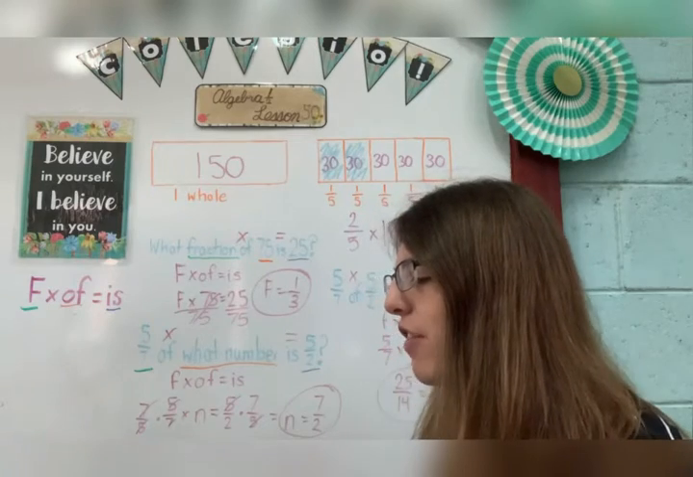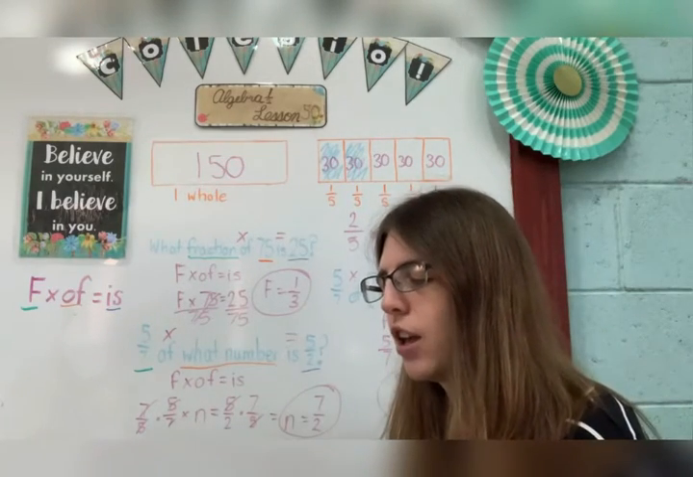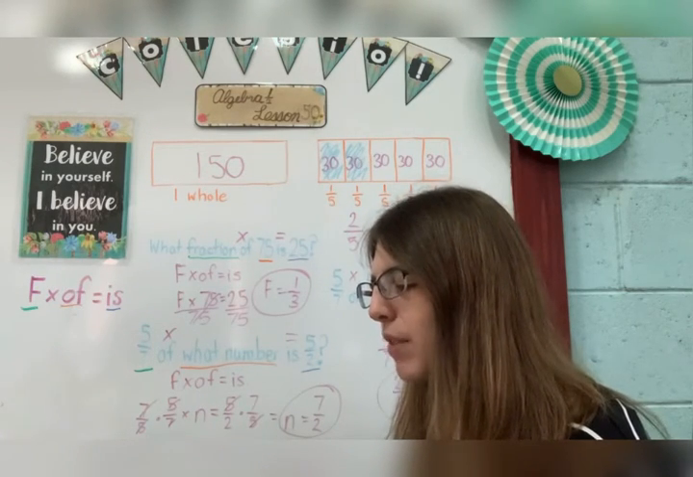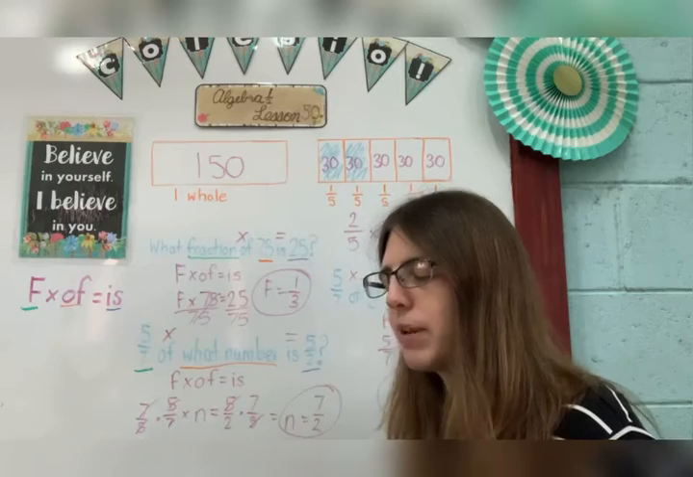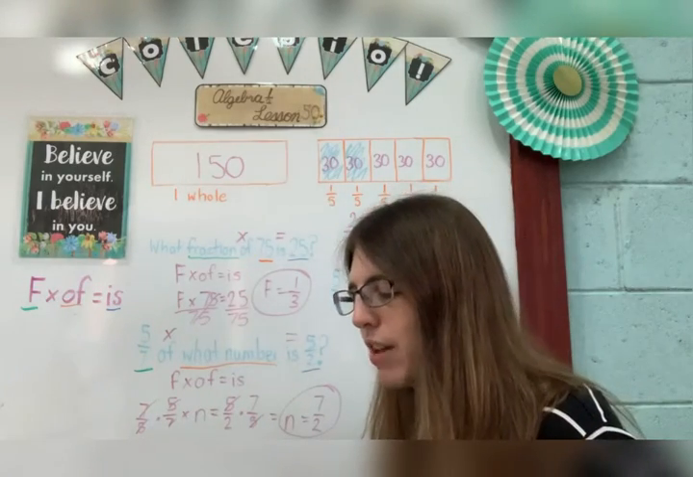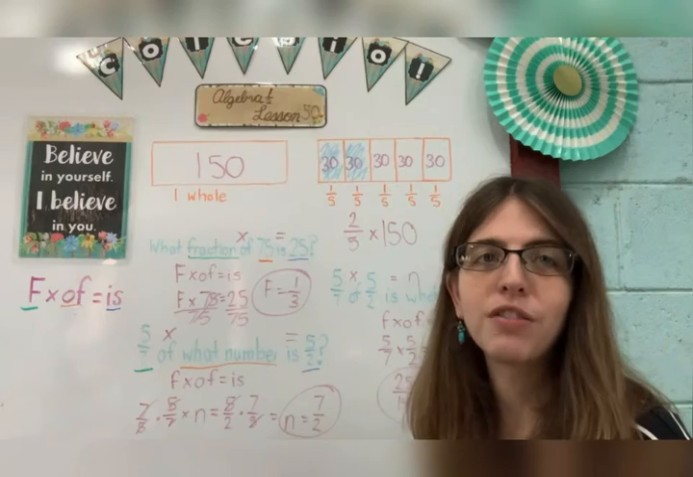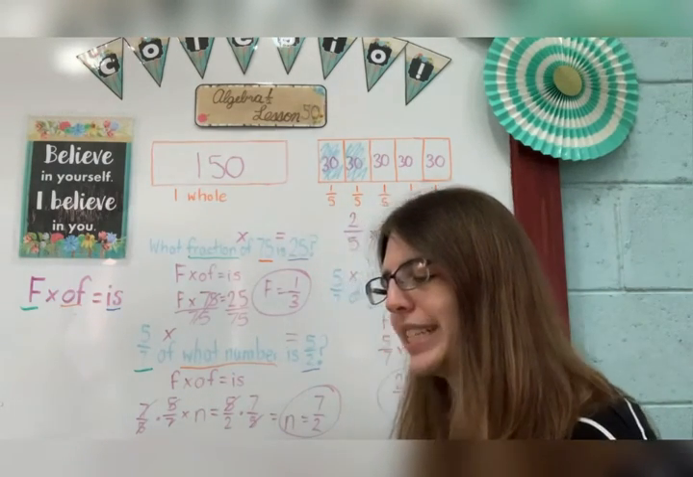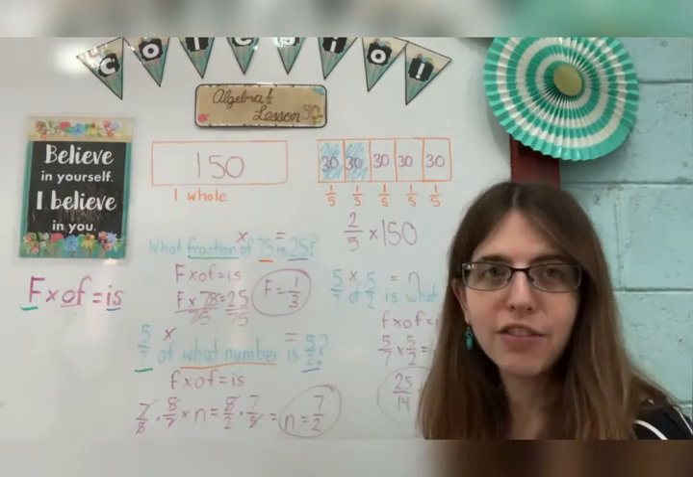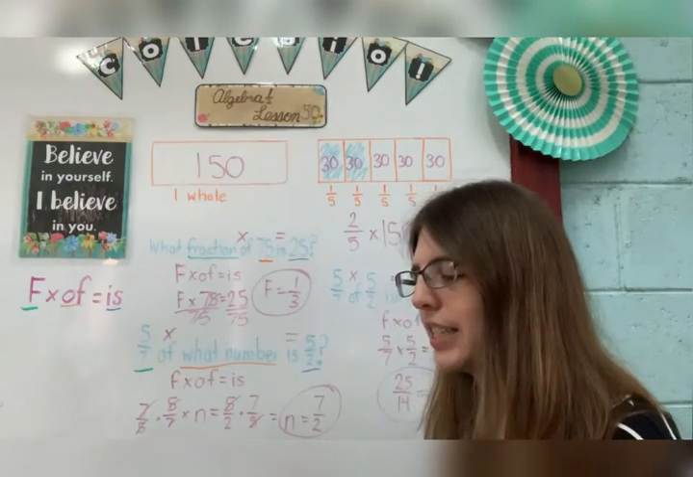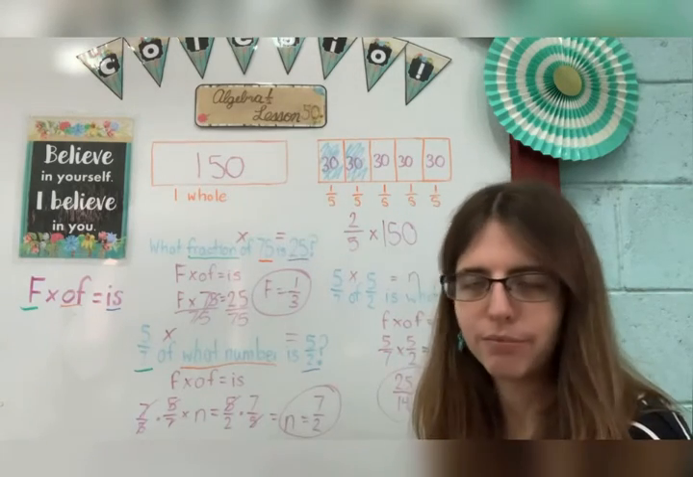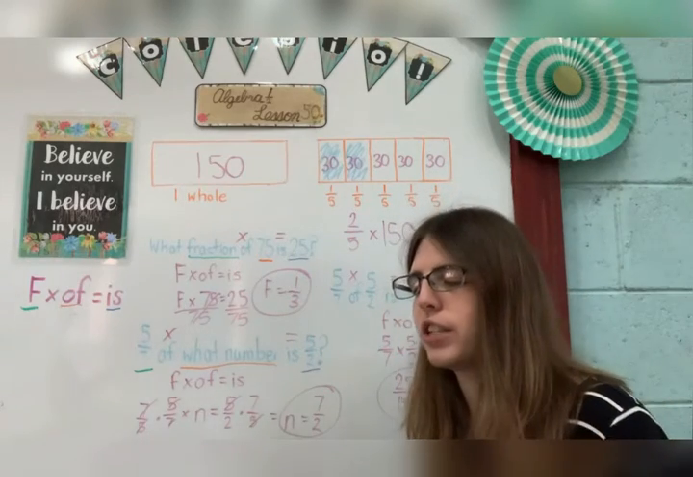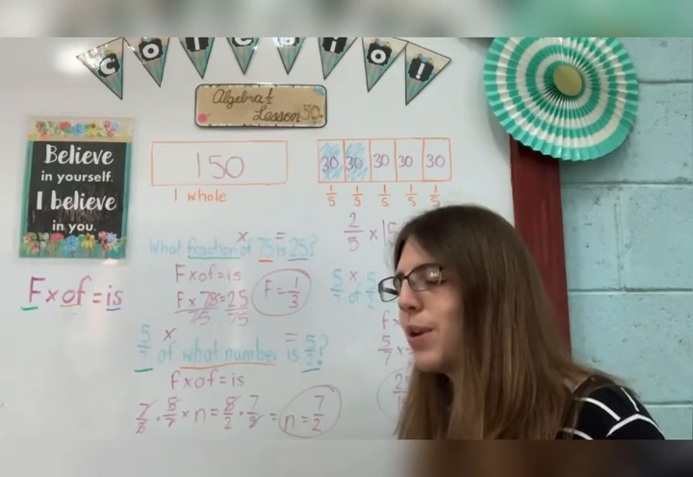Letter B, 7/5 of what number is 3/8? So that's 7 over 5 times n equals 3/8. Divide both sides by 7 over 5, meaning multiply both sides by 5 over 7, which gives you 15 over 56. Letter C, 5/13 of 26 is what number? So that's 5/13 times 26 equals n. So I have 5/13 times 26, the 13 and 26 cancel, so you end up with 10 as your number.